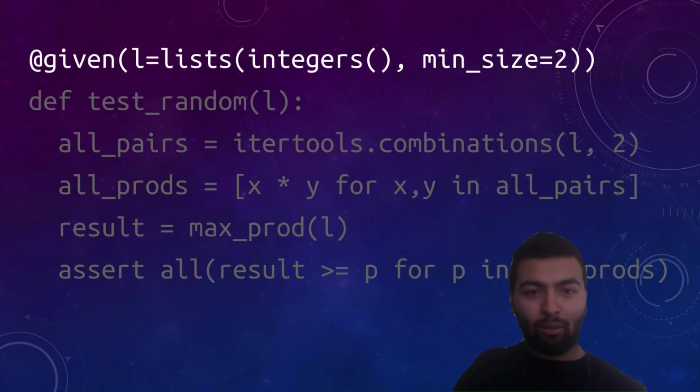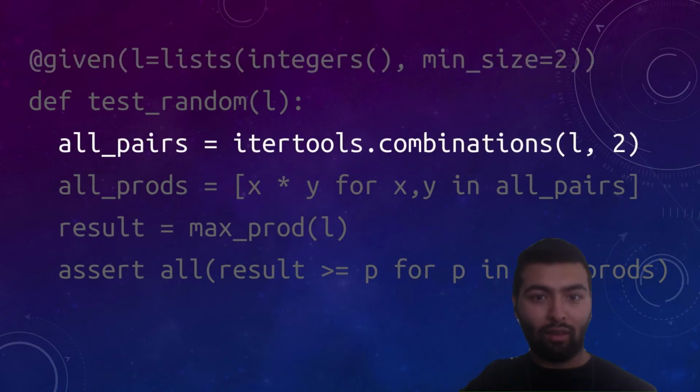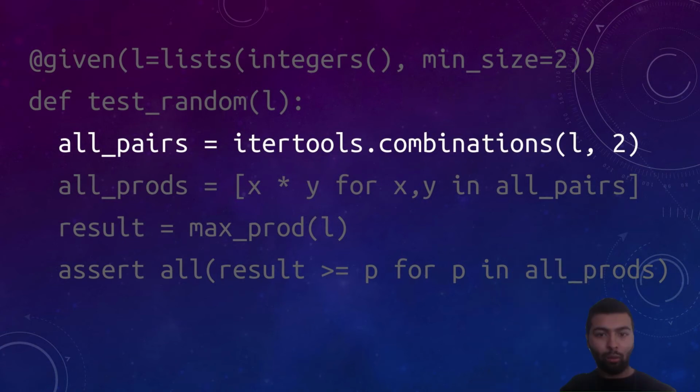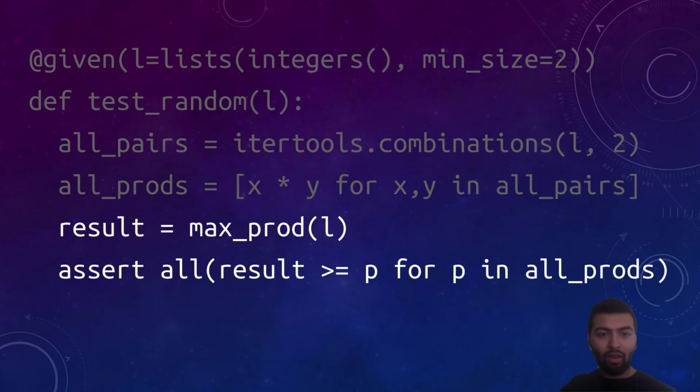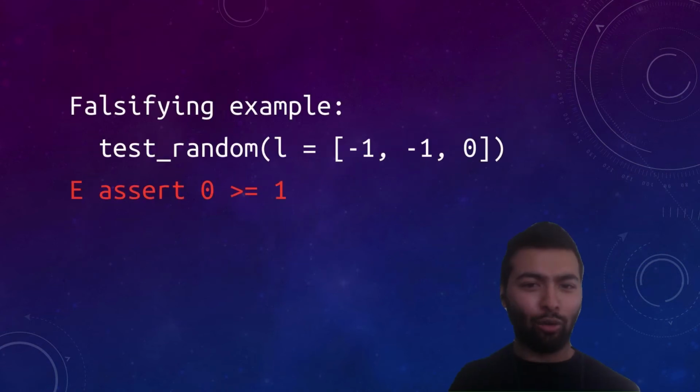We generate random lists of integers with a minimum size of 2. We generate all the pairs of elements from the list. We work out their products, and we assert the result of our function is bigger than all of those products. And that's it. That's a real executable test. So when we run it, we find that, oh, our test failed.